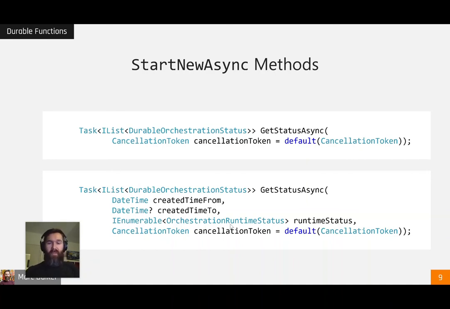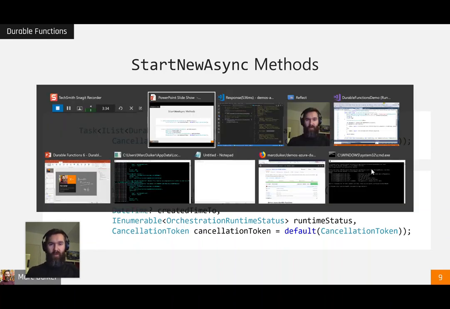The other useful thing is that you can specify an orchestration runtime status. So you can really look for only the orchestrations which are failed or only which are still running. But it's an enumerable, so it's actually a collection. So you can search for things which are either failed or running. And again, you can specify a cancellation token if you want to cancel this. So let's have a look how this is working in Visual Studio.